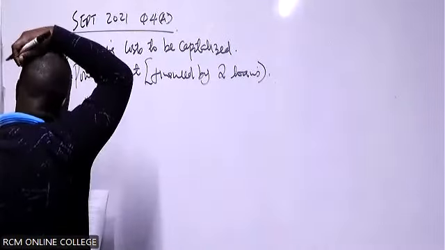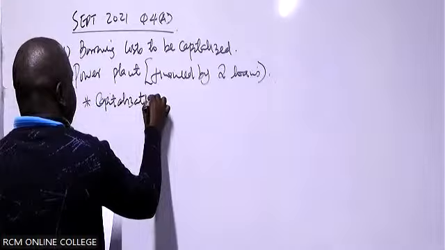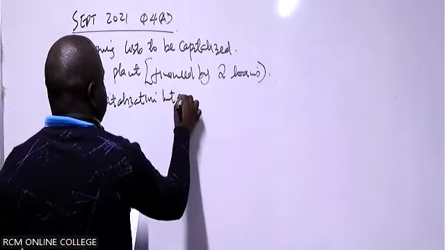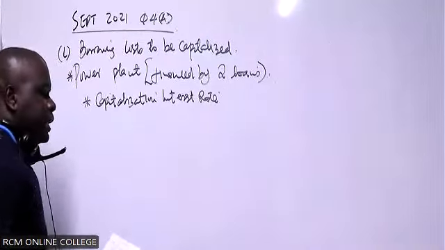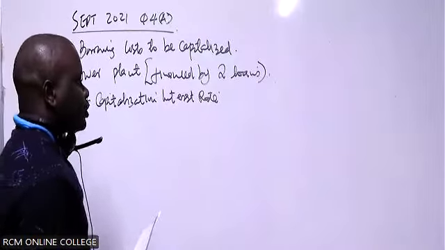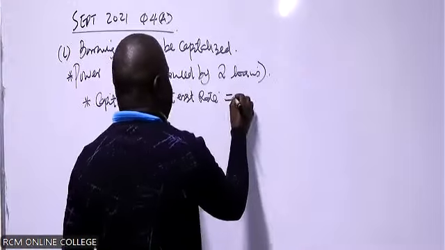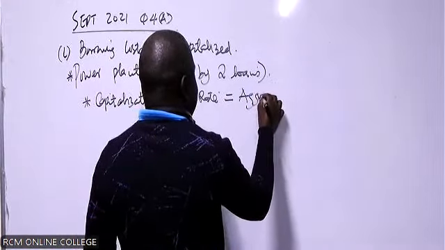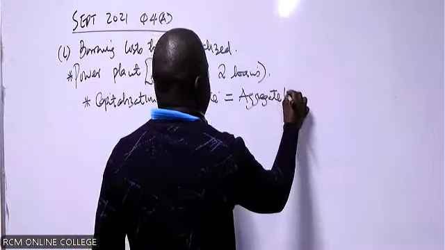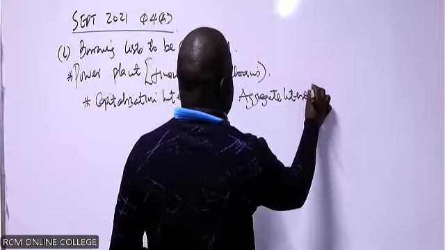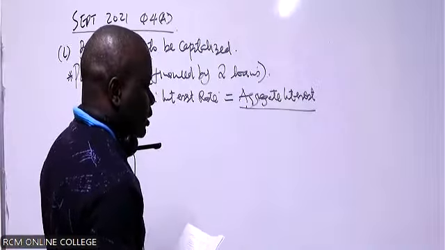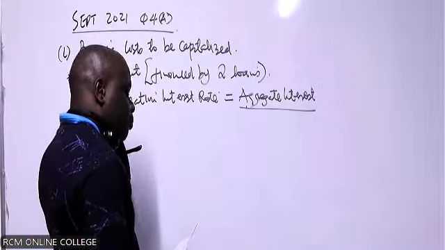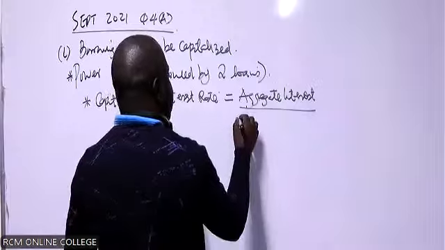So the capitalization interest rate: we have to come up with it, which means you take the aggregate interest divided by the aggregate amount borrowed.